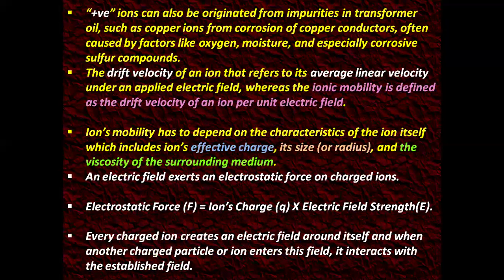The drift velocity of an ion refers to its average linear velocity under an applied electric field, whereas the ionic mobility is defined as the drift velocity of an ion per unit electric field.